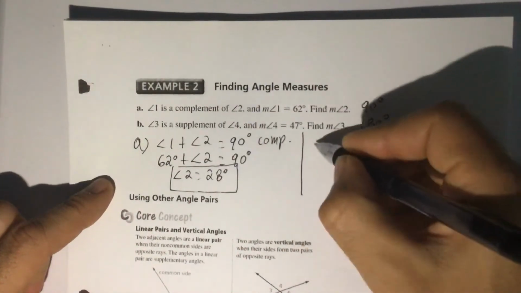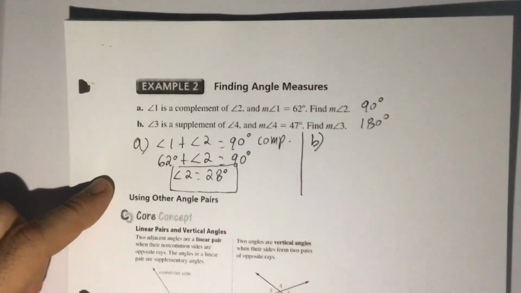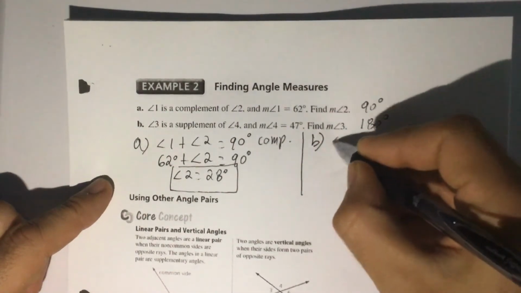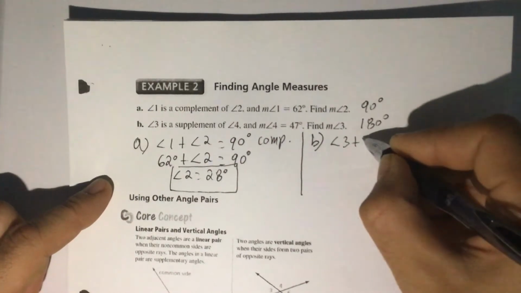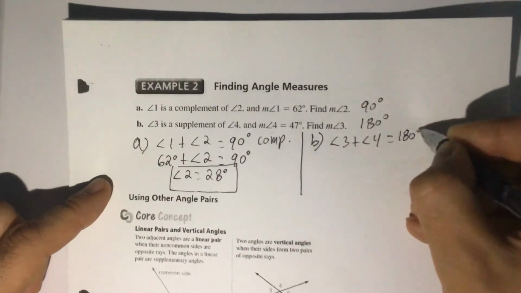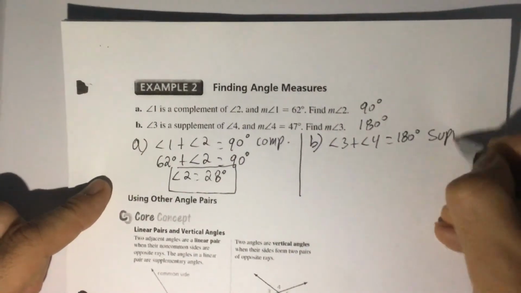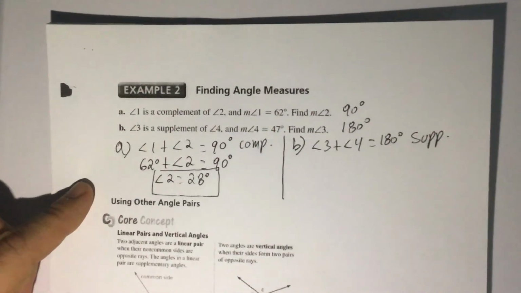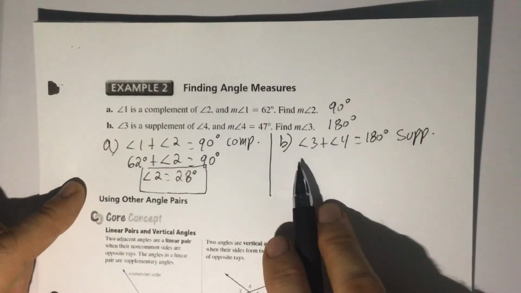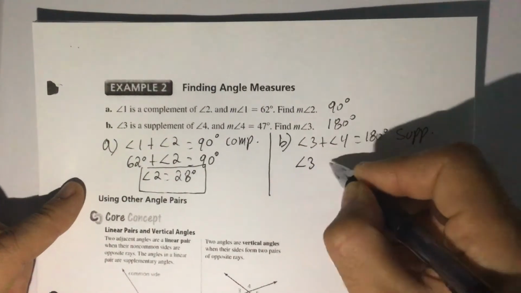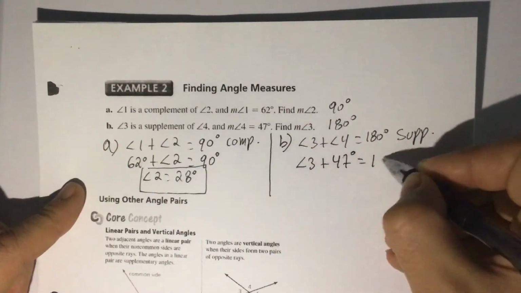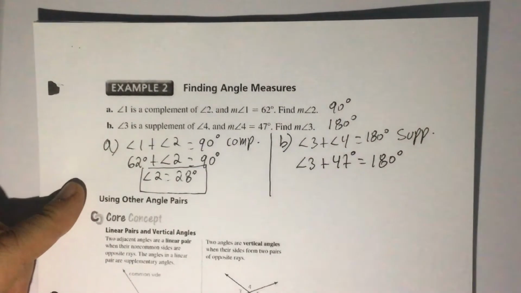For example B, same deal, but instead of using 90 degrees, we're using 180 degrees. So angle 3 plus angle 4 is equal to 180 degrees. Remember, this is supplementary, right? Let me move it up here so you can see it. And angle 3, we don't know what it is, but we know that angle 4 is 47 degrees. And if you add them both together, that's equal to 180.